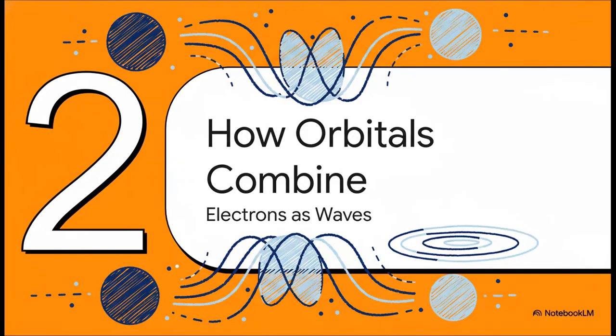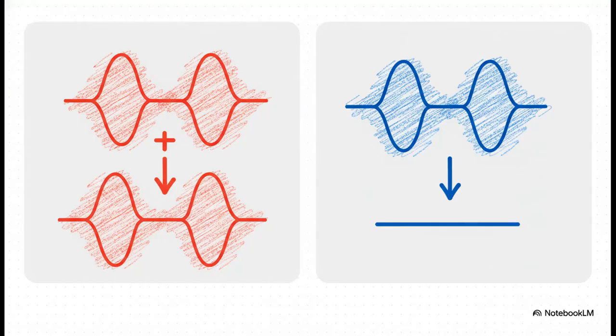Now, to really get how these new molecular orbitals are made, we have to embrace a little bit of the weirdness of quantum mechanics and think about electrons as waves. So when the electron waves from two separate atoms get close, they can interact or interfere, just like ripples on a pond. And this interference can happen in two main ways. Over here on the left, you've got constructive interference. See how the peaks line up with peaks and the troughs line up with troughs? They add together to make a bigger, stronger wave. But on the right, you've got destructive interference. A peak lines up with a trough and, poof, they completely cancel each other out, creating this flat line or a node.